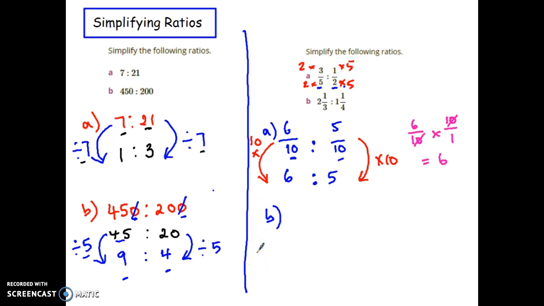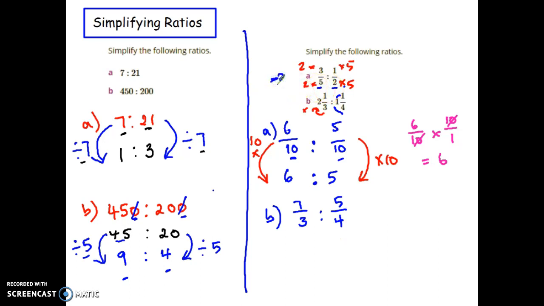The only extra is going to be that I've got mixed numbers here, so I need to convert those into improper fractions first. Thinking back to what you've done in Year 7 with fractions, to make this into an improper fraction, I do 2 times 3 is 6, plus 1, I have 7 over 3. 1 and 1/4: 1 times 4 is 4, plus 1 is 5 over 4. Now we're in the same situation as we had in part A up here.